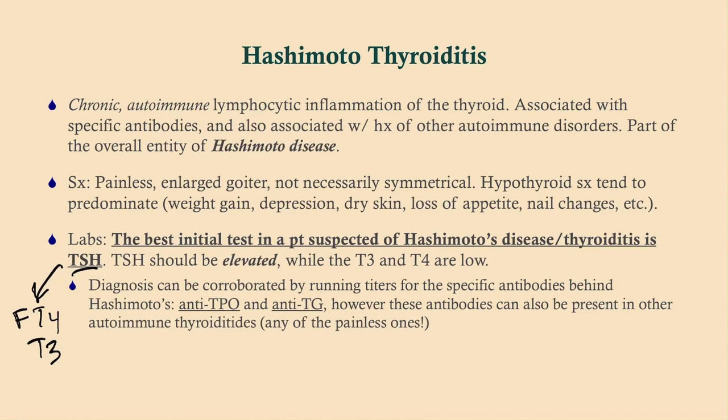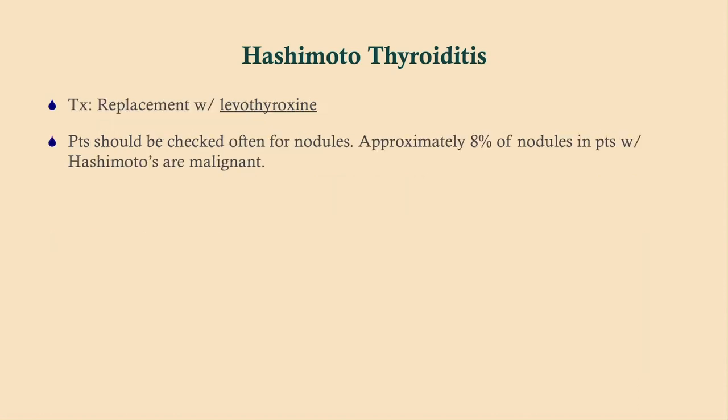The diagnosis can be corroborated by getting the anti-TPO or anti-thyroglobulin. However, those antibodies can be present in other autoimmune thyroiditis. And the autoimmune thyroiditis are any of the painless ones, okay? So that helps. Now, with Hashimoto's, this is not self-limited. This will persist forever. So if you go a year, 2 years, 3 years down the road and they've been having hypothyroid symptoms that long, you're almost certainly dealing with Hashimoto's.